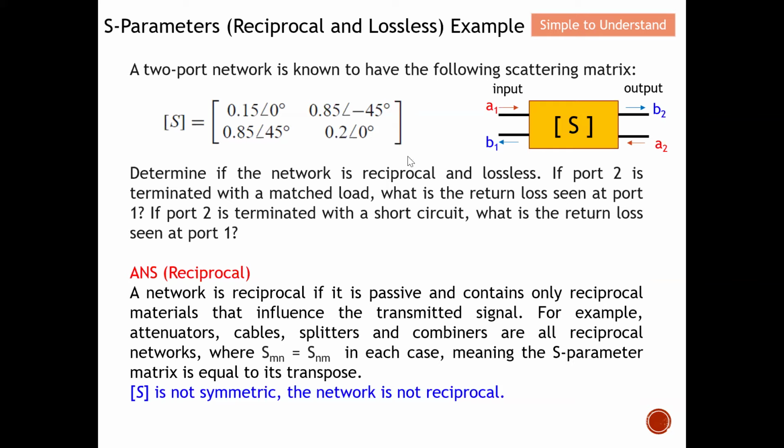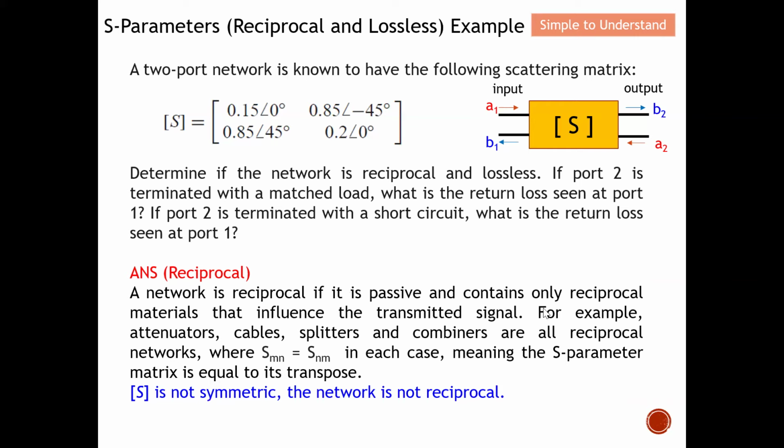So let's quickly understand how we can determine whether the network is reciprocal. A network is reciprocal if it is passive. So basically the first thing that you need to ensure is that this device must be passive. It must not have any active parts, for example a DC supply to turn on an amplifier, let's say. So you need to ensure that it is passive and only contains reciprocal material that influences the transmission signal. Why is this important?